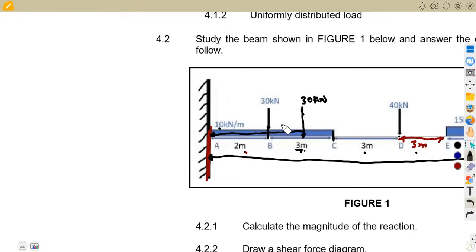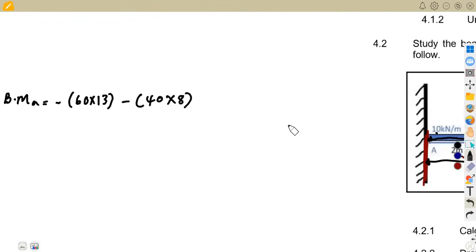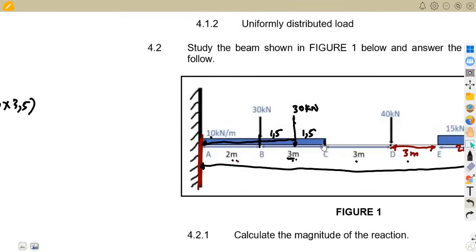So 3 divided by 2 is going to be 1,5 and 1,5. So the distance from this 30 back to A is going to be 3,5. That is 2 plus 1,5, which is 3,5. So you're going to have 30 times 3,5 in this case, and it's negative. So it's going to be negative 30 times 3,5. All right, that is between the points B and C.